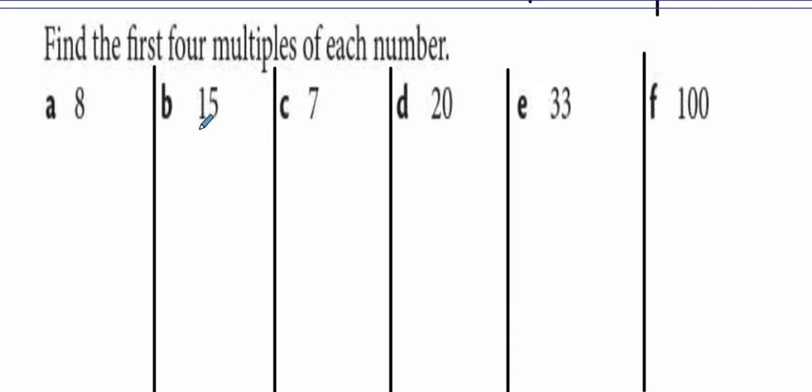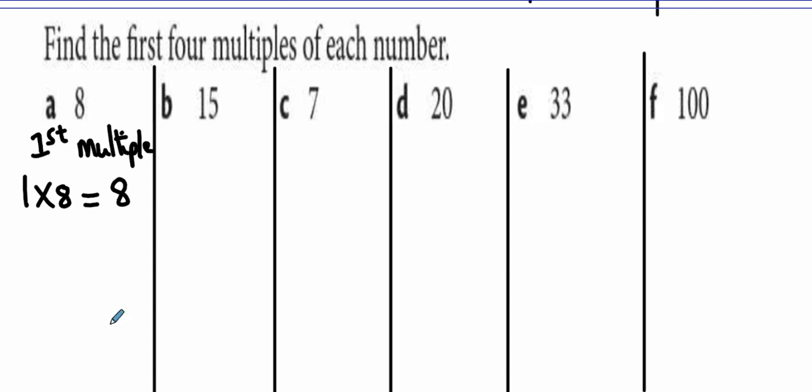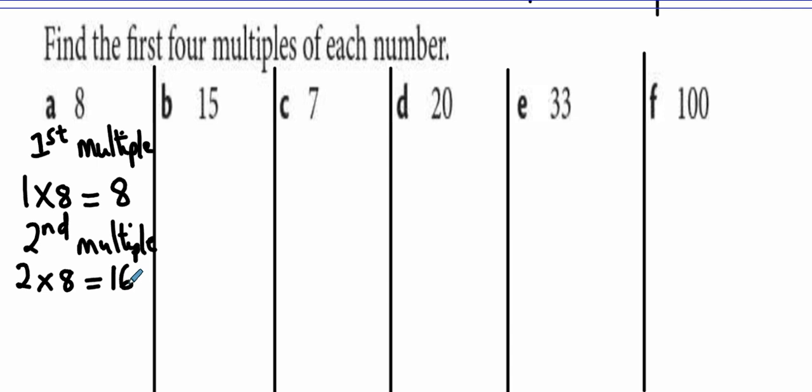The concept of multiples comes from the concept of multiplication. So if I'm looking for the first multiple of 8, I take 1 multiplied by 8, I get 8. So the first multiple of 8 is the number itself, right? Now, when I'm looking for the second multiple of 8, I'll take 2 multiplied by 8, and that gives me 16. So 16 is the second multiple of 8.